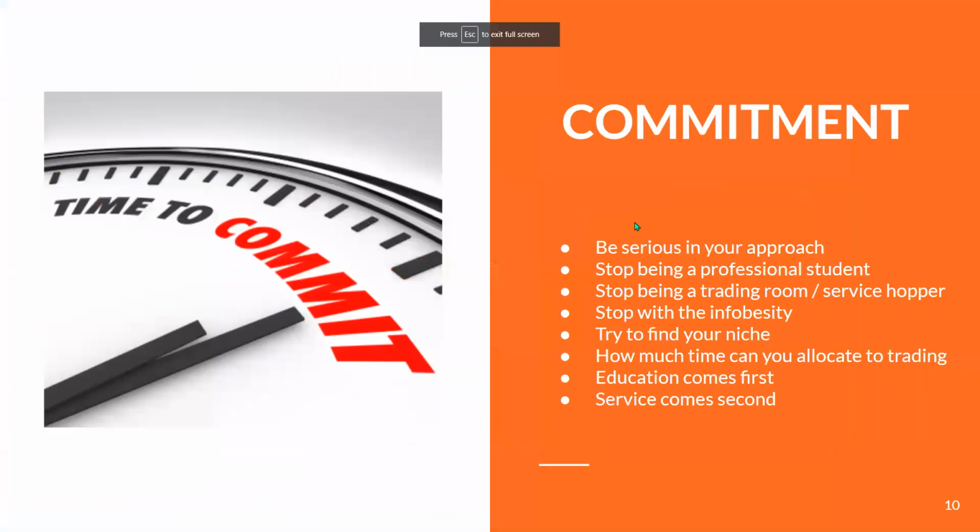All right, and let's talk about commitment before we actually dive into charts. So be serious about your approach to trading, whatever style you may want to adopt. Be very serious about your approach. Stop being a professional student and take some accountability for your actions. Stop being a trading room or a service hopper and start thinking for yourself.